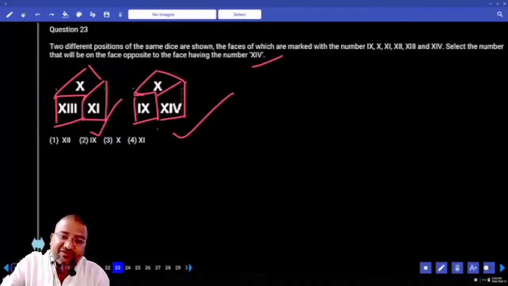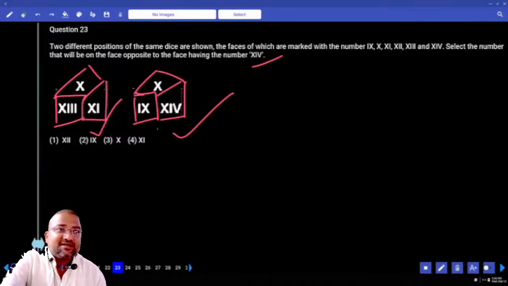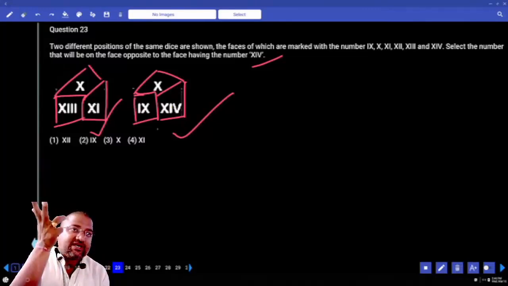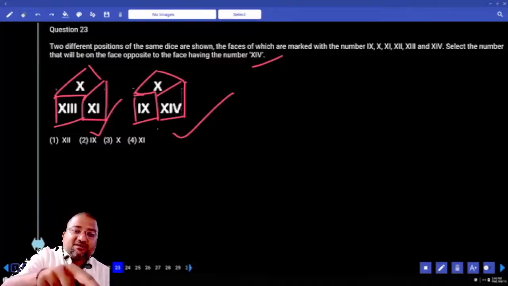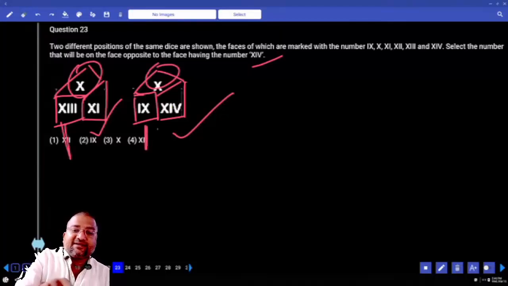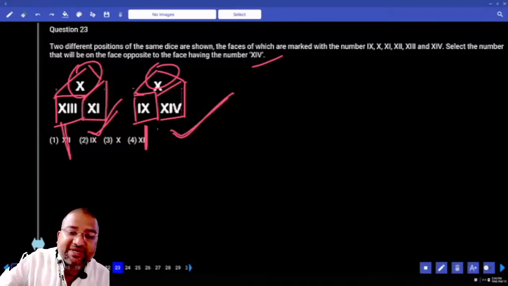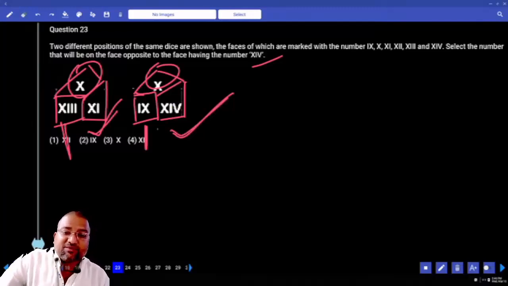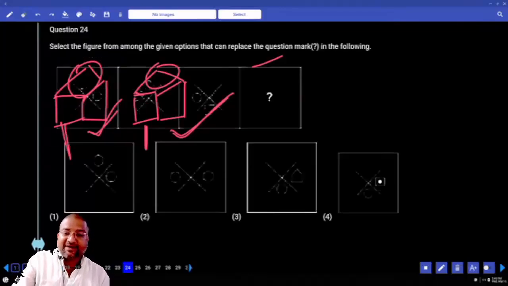Keep this in mind: if the positions of any number are the same, either in the top or in the left or in the right, and the other numbers in both the dice are different, then those numbers will be opposite. Look at this, 10 and 10 are same, but the other numbers are 8, 9, 11, 14. So what is opposite to 8 and 10? 9. What is opposite to 11 and 10? 14. Clear? Keep this in mind forever.